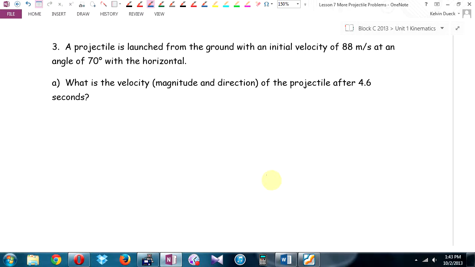Where are we launched from, cliff or ground? Ground. Okay. Initial velocity of 88 meters per second at an angle of 70 degrees with the horizontal. What's this asking me to find? What's the velocity after 4.6 seconds? What do you think? Is it on its way up or on its way down? Honestly, I have no idea, although I could probably figure it out.